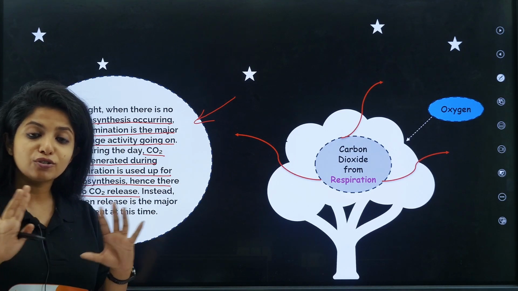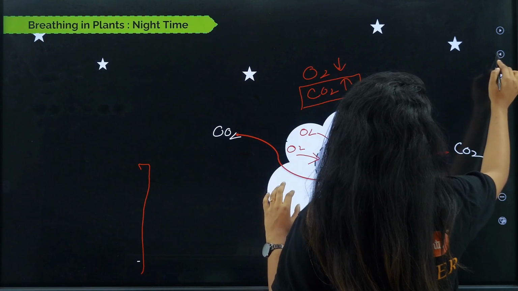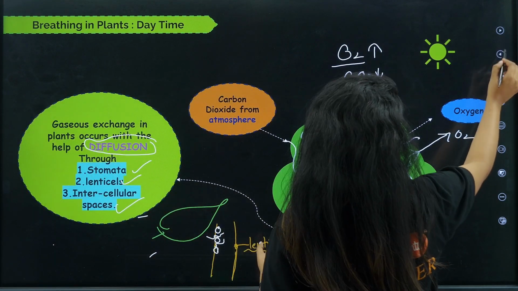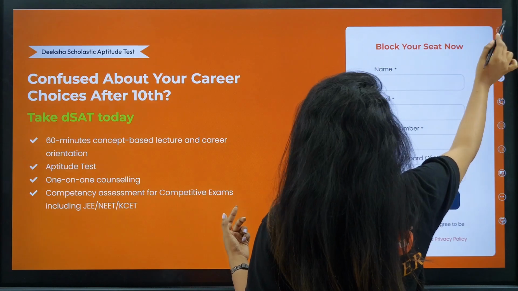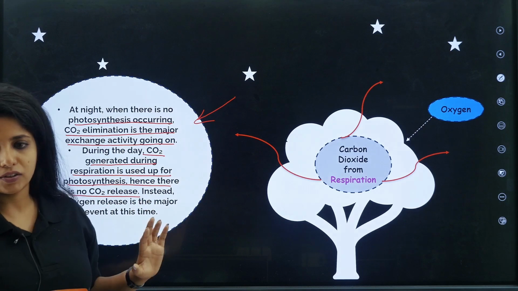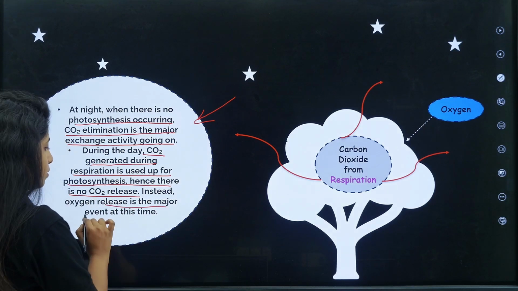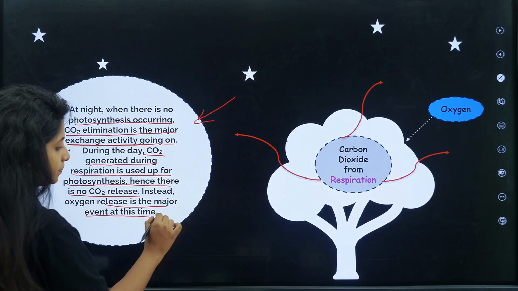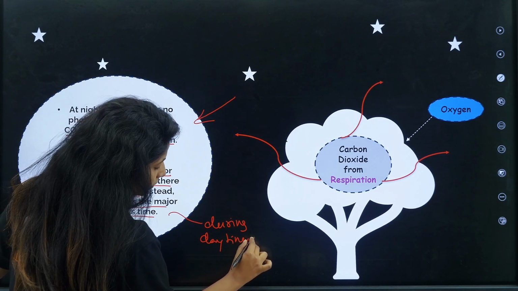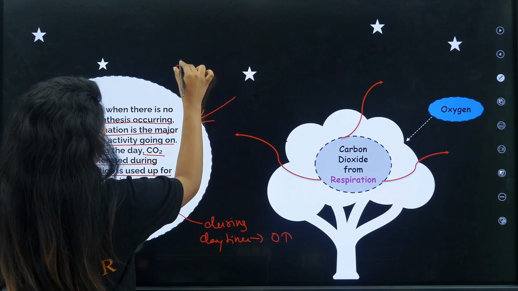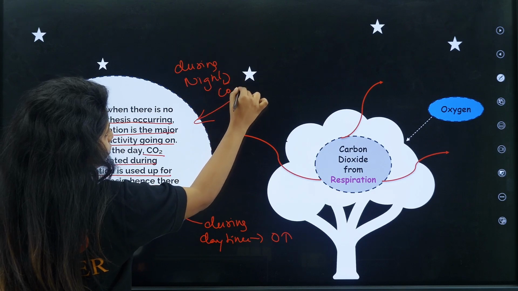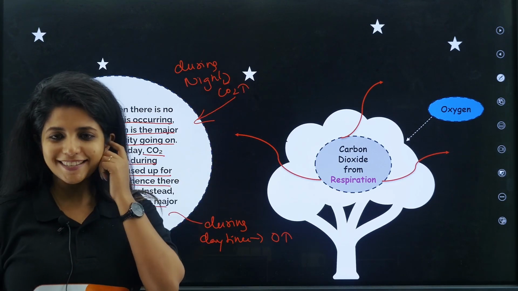So, according to NCERT, there is no CO2 release, but I will definitely suggest there is CO2 release, but the amount of CO2 would be comparatively lesser. So, let's go along with NCERT and say that during daytime, since photosynthesis is happening, the CO2 is not being released at all, it's all being utilized. Instead, oxygen release is the major event. So, during daytime, in short, according to what NCERT says, oxygen is more, during night, CO2 is more. Works? Cool?